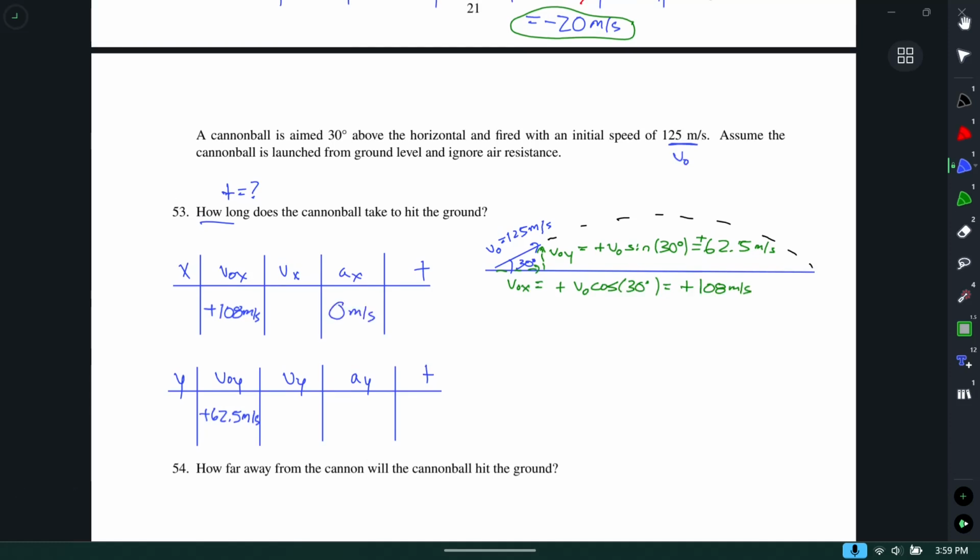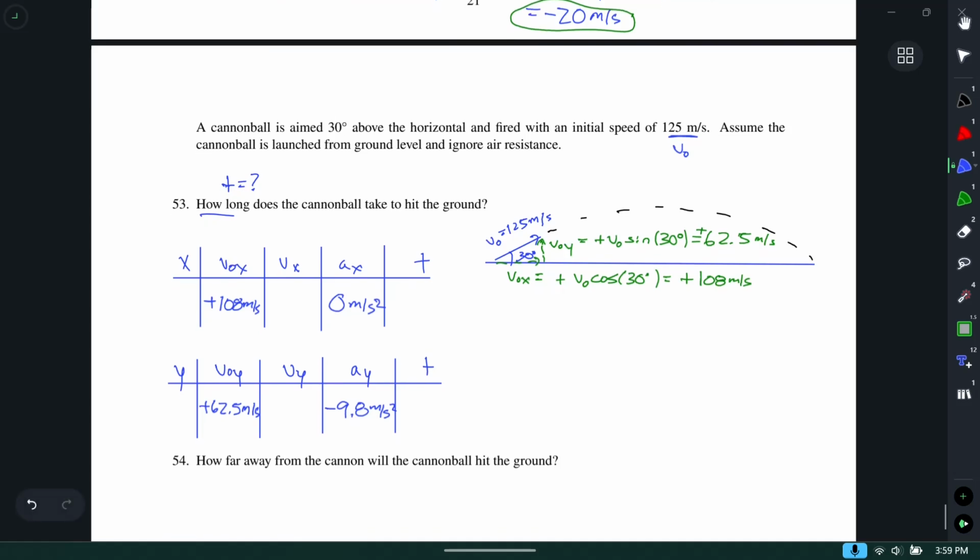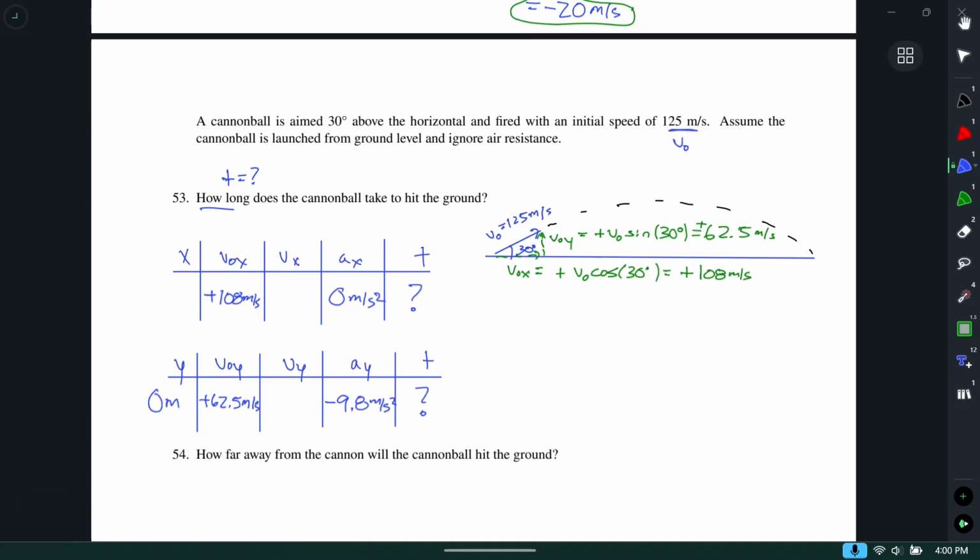And use my sort of free spaces, my accelerations I always know. And I want to find time. So that could still possibly be from either set of axes. But then the last observation is the cannonball's hitting the ground at the same height it was launched from. So my vertical displacement is 0. It ends up at the same height it started at. So between the x and y motions, the y is probably going to be the more helpful here. And so I pick a kinematic equation that relates those 4 things.